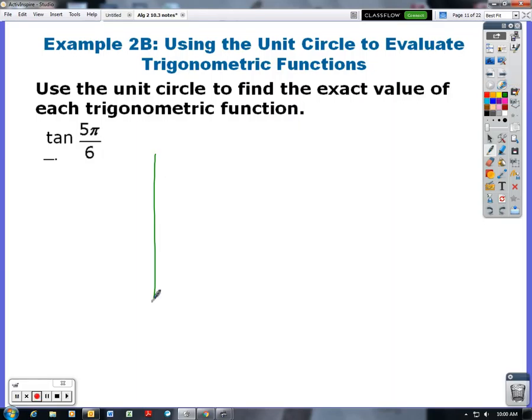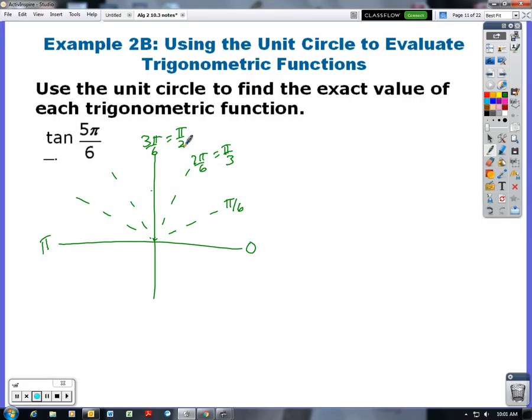So tan of 5 pi over 6, first of all, figure out which quadrant it's in and find its reference angle. So as we talked about with the paper plates, you're thinking this is in sixths of pi, so you're dividing from 0 to pi into sixths: 1, 2, 3, 4, 5, and then 6. So each one of these is a sixth. Pi over 6, 2 pi over 6, which is the same as pi over 3, 3 pi over 6, which is the same as pi over 2, 4 pi over 6, which is the same as 2 pi over 3, 5 pi over 6, and then 6 pi over 6, which is the same as pi.